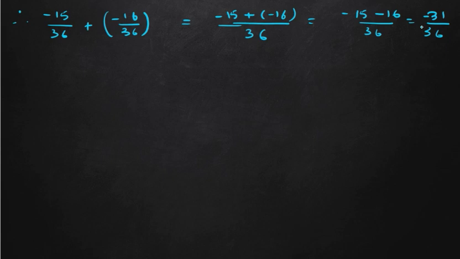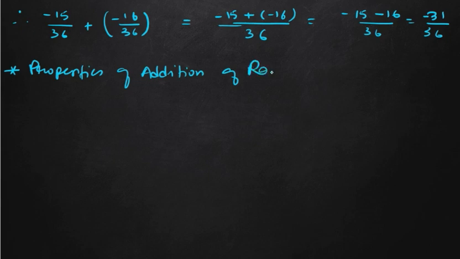Okay. So there are some properties on page number 14. Go through them all because these have been already discussed, I think. Closure property, no. Okay, so we have to discuss this again. So next is our properties of addition of rational numbers.